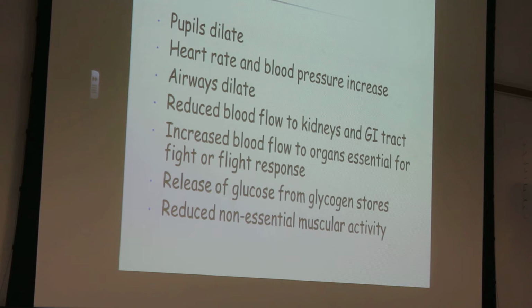So again, preparing the body for those exercise times, emergency times. Airways allow more air to enter the lungs, so they dilate as well. That's pretty good. What about blood flow to your kidneys and your digestive tracts? Yeah, we're going to shut that down because we don't really care about digesting food and urinating if you're running for your life, that sort of thing. So we're going to shut down anything that's not essential for muscular activities. We'll shut down your digestive tract, shut down the kidneys, all that good stuff.